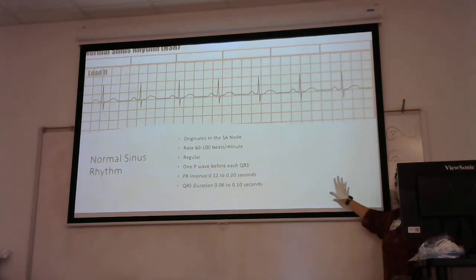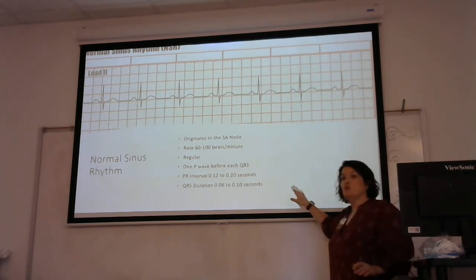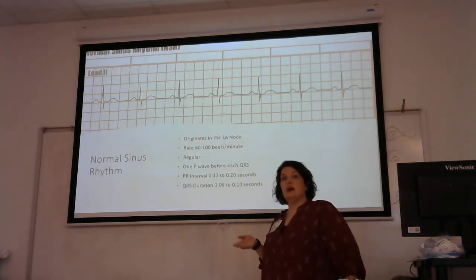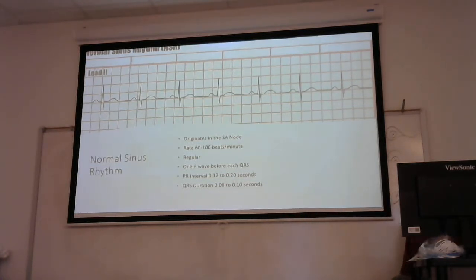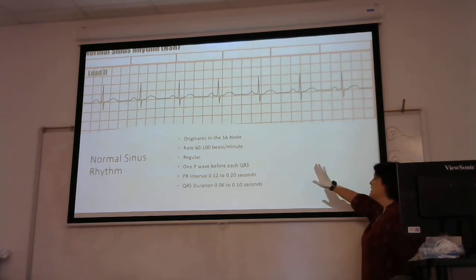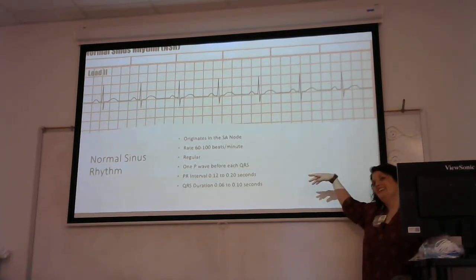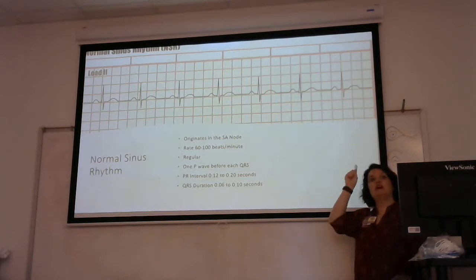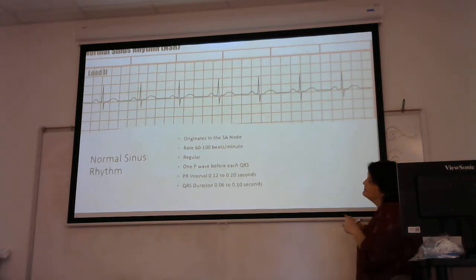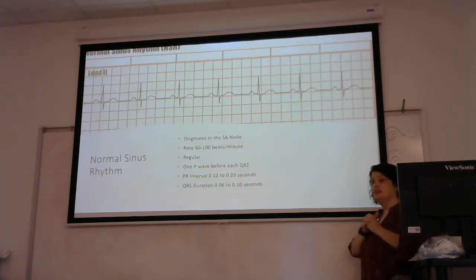This is what we want everybody to be in. We want everybody to be in normal sinus rhythm because we know that's when the heart is at its most effective. Okay? So you have already told me when you looked on this strip that my rate was what? 70. Now, the second thing I want you to look at is whether it's regular or not. Look at the space between your R to R's. And what you will find is it's regular.